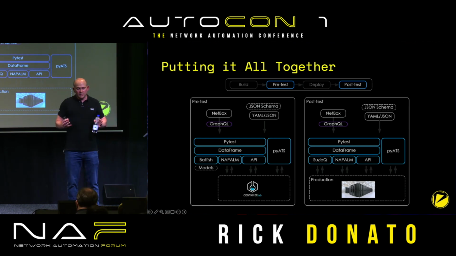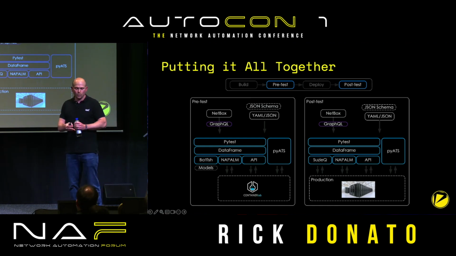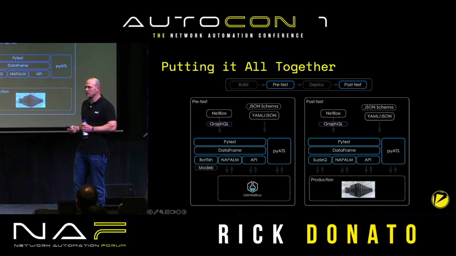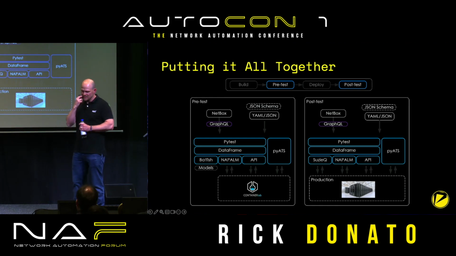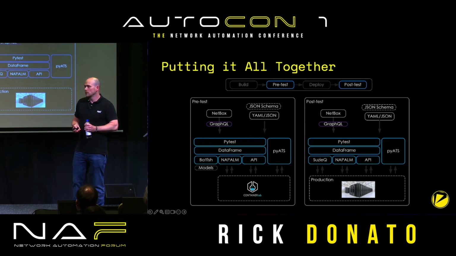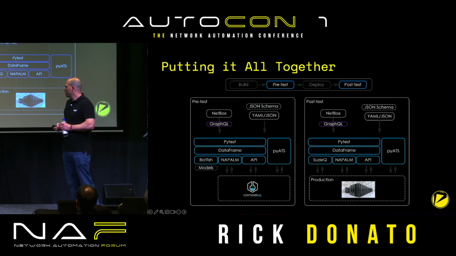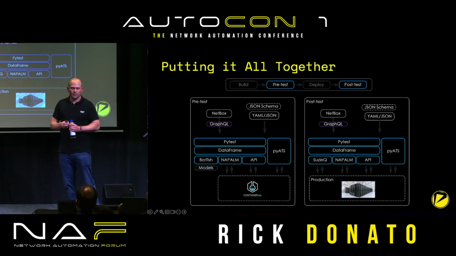So within our pre-test, we might want to use something like Container Lab to validate our config. We've got Batfish there. That's not going to actually go out to an environment. That's a modeled environment that we're going to be working against. We've got Pytest as our runtime. We've got a data frame coming in from Batfish or Napalm or our API, whatever our API might be, of that data coming back from that environment, that Container Lab.